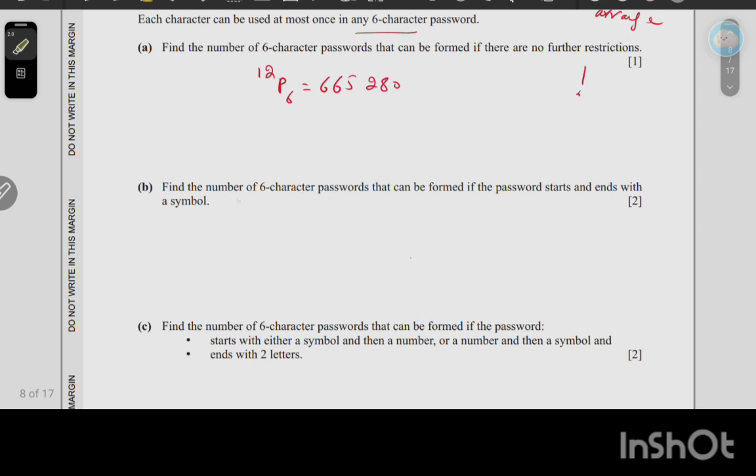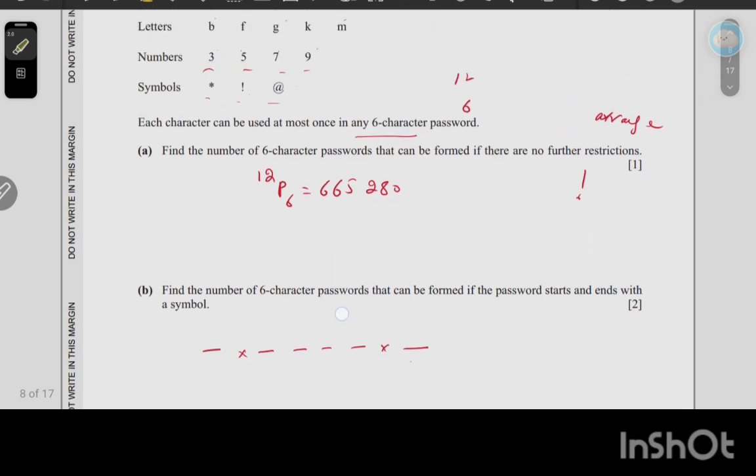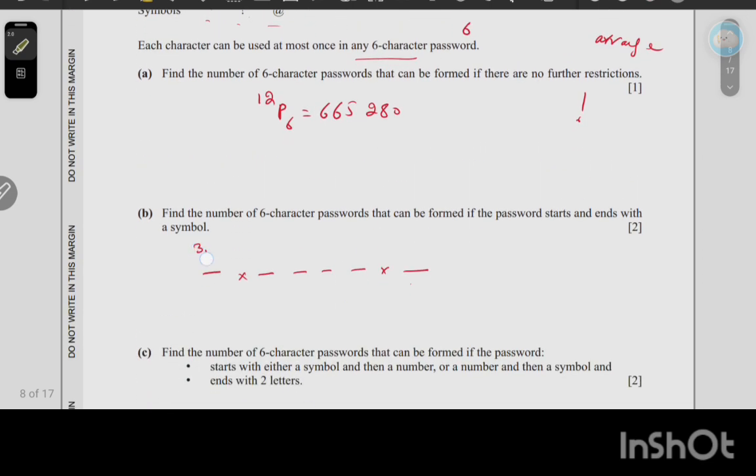B. Find the number of six character passwords that can be formed if the password starts and ends with the symbols. Okay, now very simple: here we use six characters, 1 2 3 4 5, and here is 6. Now he said that it starts and ends with a symbol. So we have how many symbols? We have three symbols, where we use 3p1.